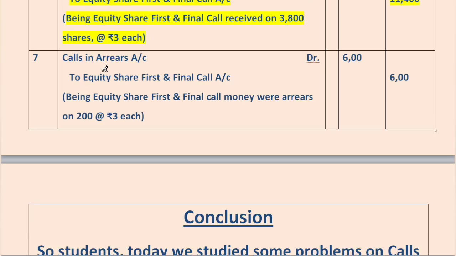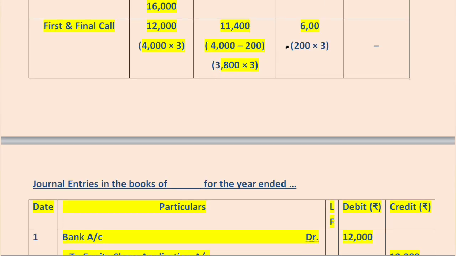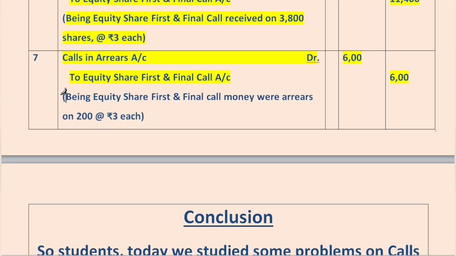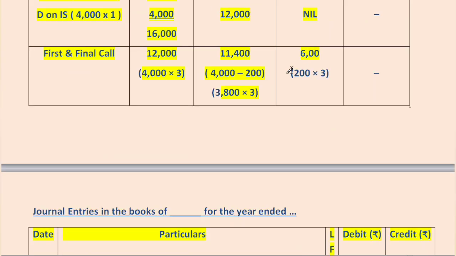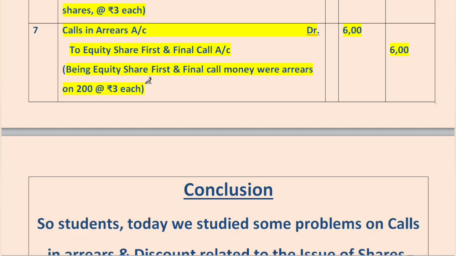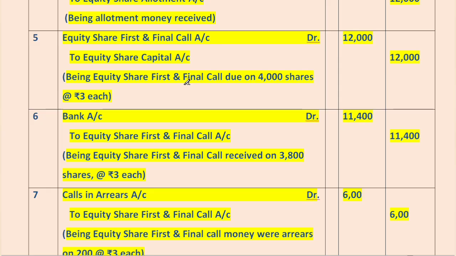Next, the last entry is calls in arrears, right? Calls in arrears account debit to equity share first and final call account, 600 rupees. Being equity share first and final call money in arrears on 200 shares at rupees 3 per share. Like this, we have to solve different varieties of problems step by step.